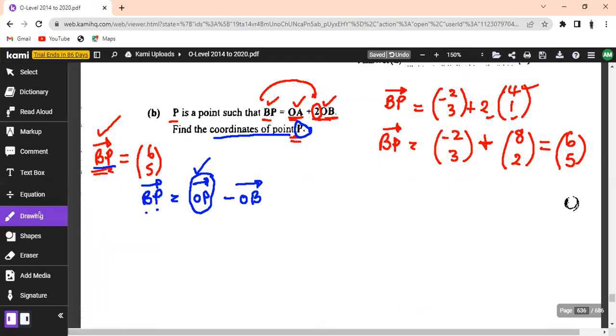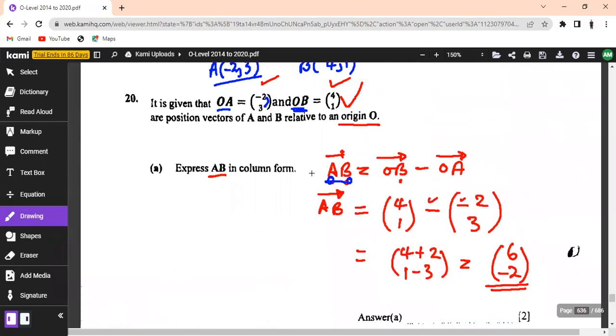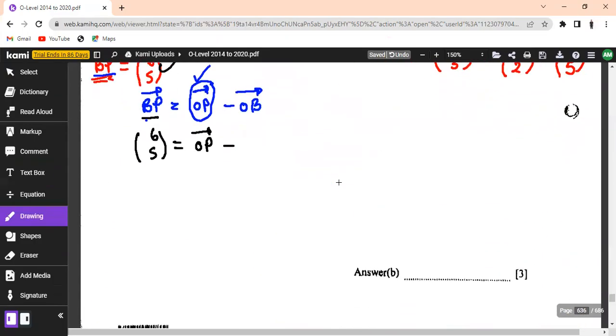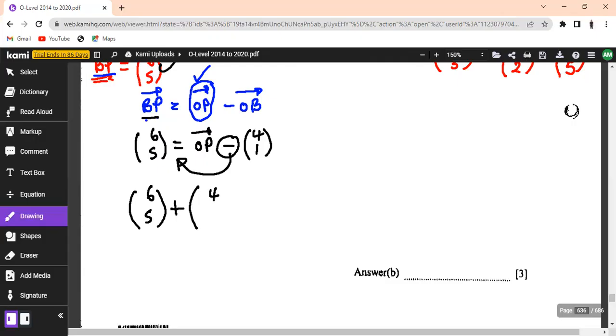In place of our BP, let's substitute what we have, because we have got this vector BP here, which is 6, 5. That is our vector BP, which is equal to, we do not have vector OP, so we're just going to write it as vector OP minus vector OB. Now, our OB is that point that you are given. Already you are given it as a vector here, which is 4, 1. So you're going to substitute your 4, 1 there. Okay, so this is your vector OB. Now let's find OP. We can transpose this to the left-hand side. It's going to be a positive because it was a minus before. So it's going to be 6, 5, and we add this vector that we have, which is now 4, 1. And this is going to give us vector OP.